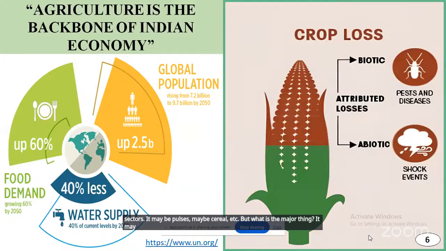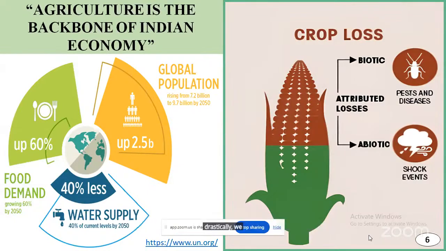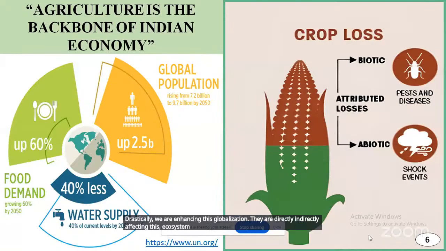It may be due to man-made activity, it may be pollution, it may be the type of activity by which we are drastically enhancing globalization. They are directly or indirectly affecting this ecosystem, and because of that there is a scarcity of food and a scarcity of water, and it is a very difficult scenario by 2050 to feed this large population.